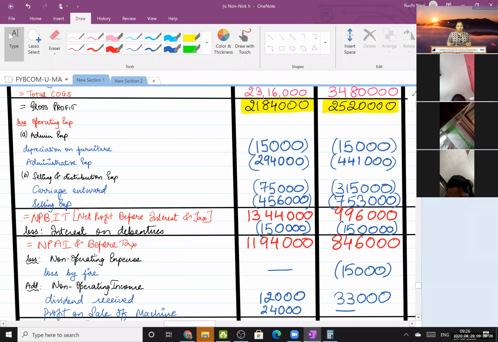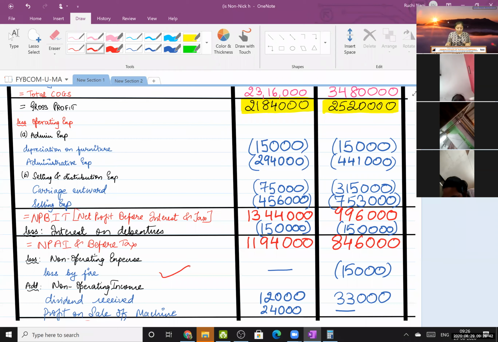In 2016 there was no loss by fire, so put a dash or write 0. It is up to you. In 2017 there was a loss by fire of 15,000. Okay, here. Next, we will subtract losses, because profit reduces by that much.